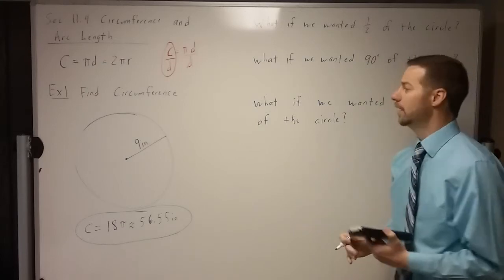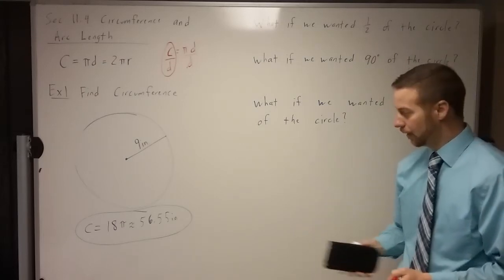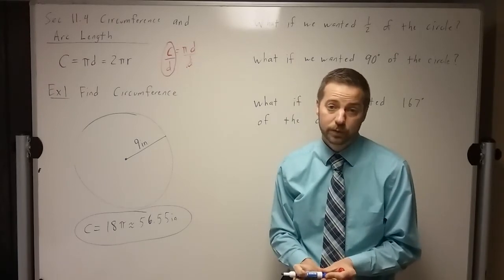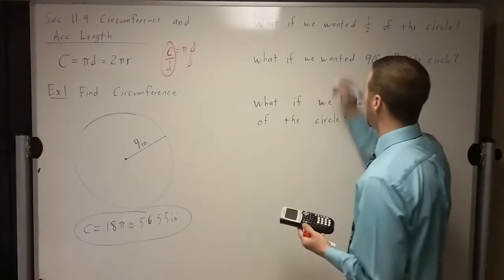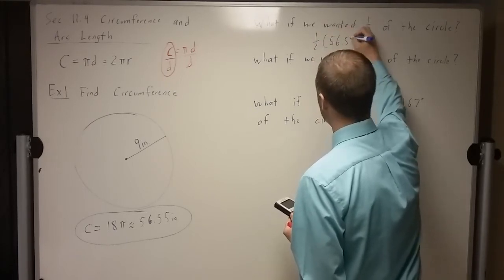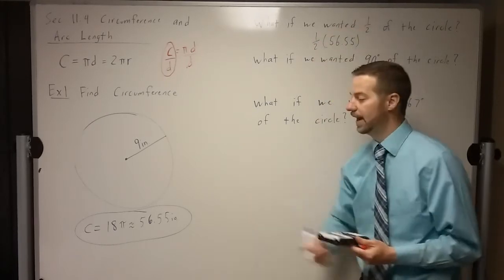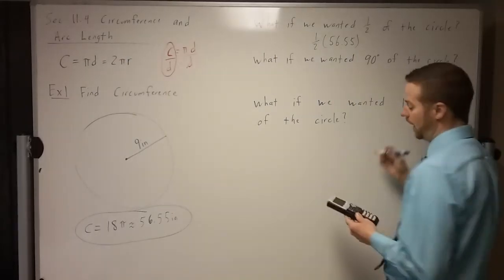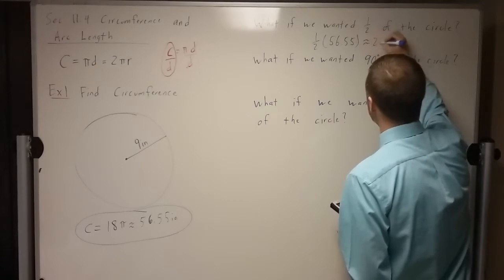So what if we wanted half the circle? Well, if this is the entire circumference and we wanted half the circle, we would just cut that in half. And so I would do 1/2 times that 56.55 if we wanted decimal, or 1/2 times 18 pi if we want it in terms of pi. And so if I divide that by 2, I get like 28.27.